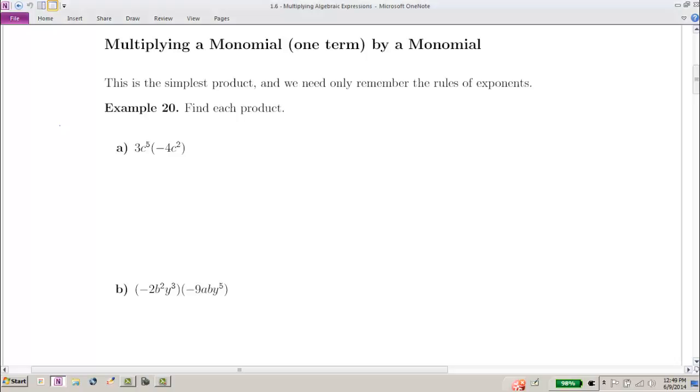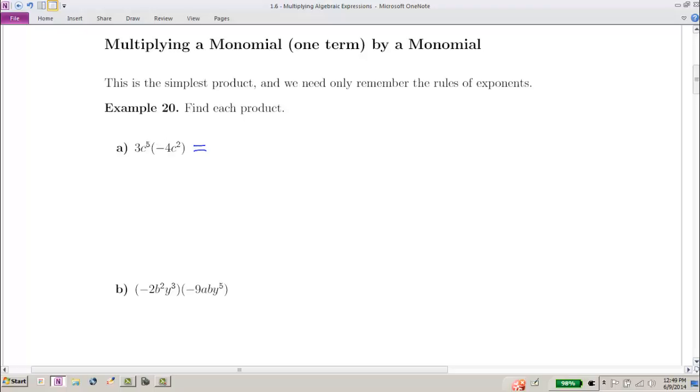We're going to look at multiplying algebraic expressions in this section, and the first situation is multiplying two factors that each have one term only, a monomial by monomial, and really we kind of already know how to do this one. We just need to remember the rules of exponents. So in 20a here we have 3c to the fifth times a negative 4c squared.